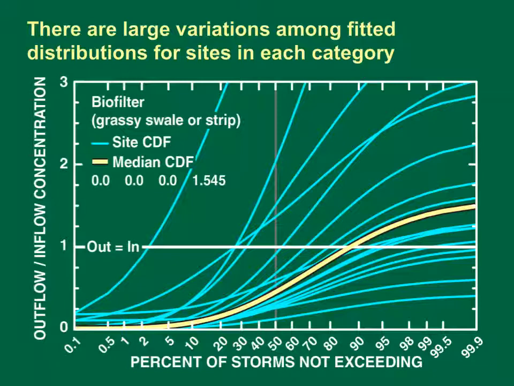The maximum values range from 0.4 to more than 3 times the inflow concentrations. The medians of the best fit statistics are 0 for the minimum, 0 for the lower and the upper bound of the most probable value, and 1.545 for the maximum value. This is a right-skewed triangular distribution.